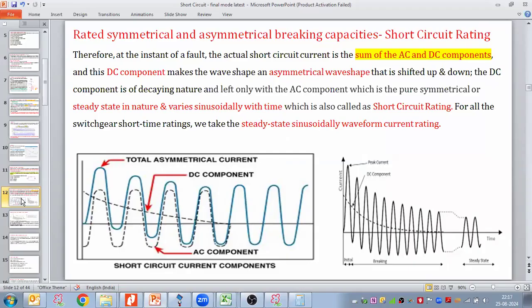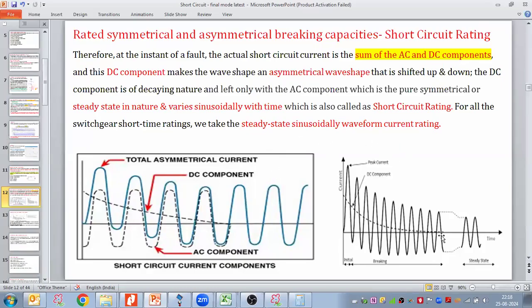So to summarize what we discussed about the nature of short circuit current, at the instant of fault the actual short circuit current is the sum of the AC and DC component, and this DC component makes the wave an asymmetrical waveform that is shifted up and down. The DC component is of decaying nature and we are left only with the AC component, which is the pure symmetrical steady state in nature, varying sinusoidally with time, which is called the short circuit rating. So when we call short circuit rating, we are referring to the steady state current, not the transient behavior of the current. For all switchgear short time rating, we take the steady state sinusoidal waveform current rating.